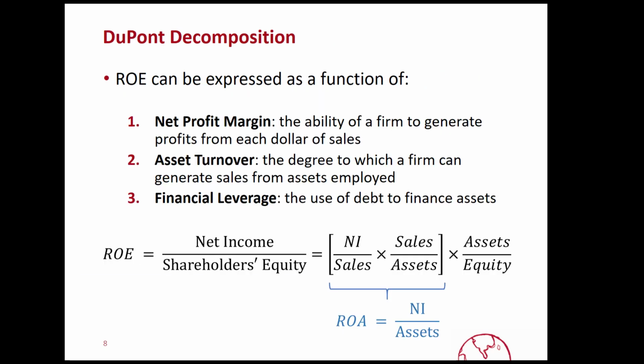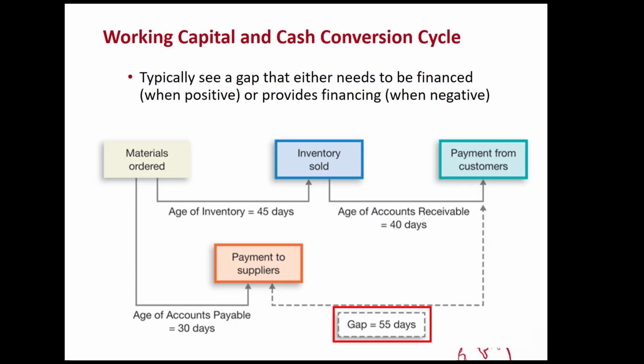You've understood how to use ratios such as the DuPont decomposition to really look at what the drivers are for a company's profitability, whether it's its profit margin, the turnover of its assets, or the use of financial leverage.